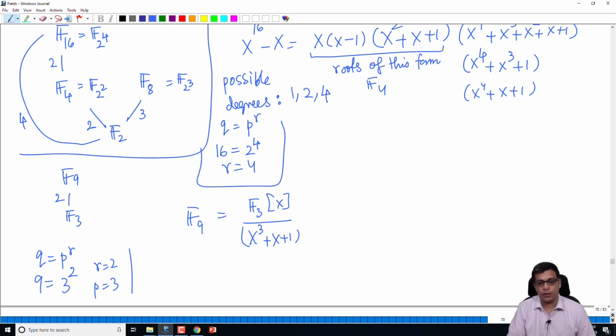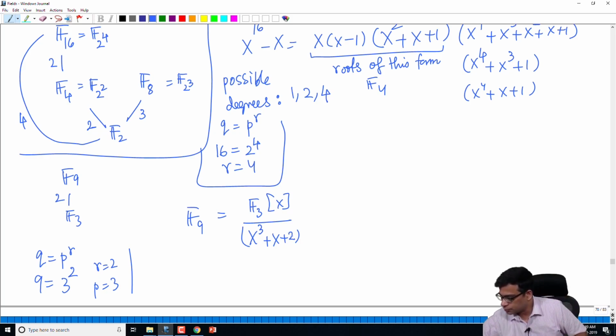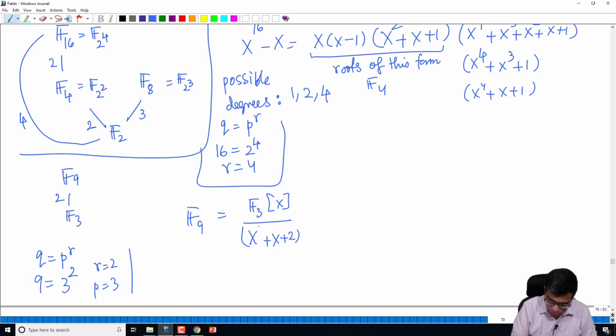So a polynomial of degree 3 is irreducible if it has no roots, and F3 has 3 elements: 0, 1 and 2. 0 cubed plus 0 plus 1 is not 0, 1 cubed plus 1 plus 1 is actually 0, so this doesn't work. Sorry, I'm sorry, I have to take x squared plus 1, maybe I should take this. That's one possibility. I wrote it wrongly.